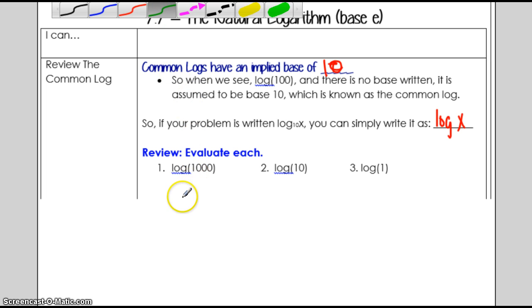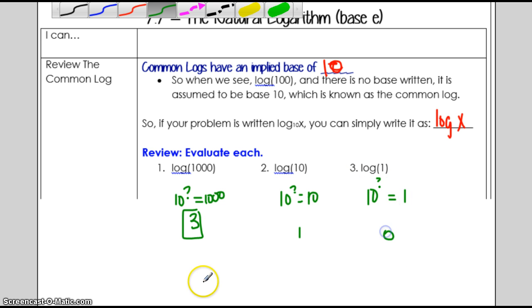So reviewing that, we have 10 to the what power equals 1,000? Well, it is 10 cubed. Here, 10 to the what power gives you 10? 1. 10 to the what power gives you 1? 0.